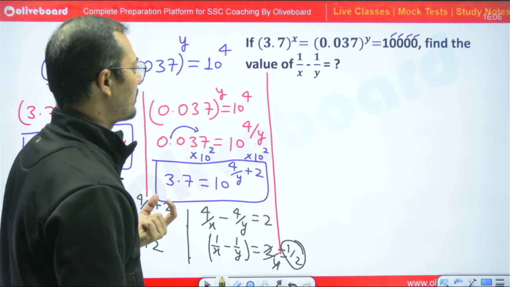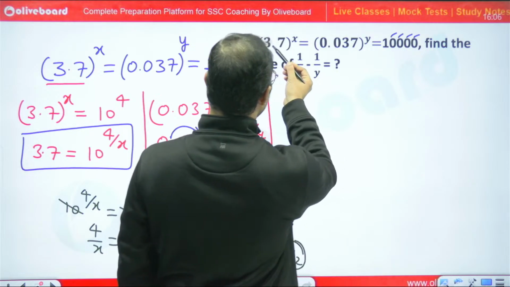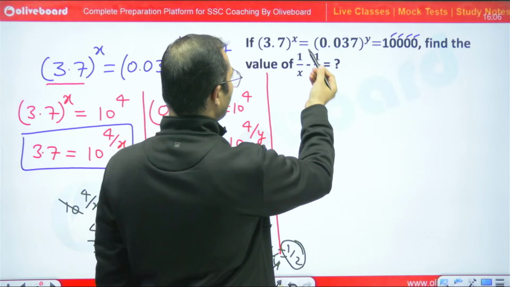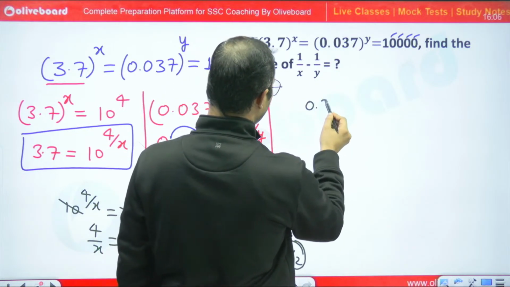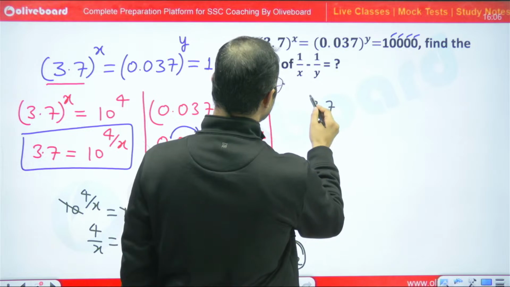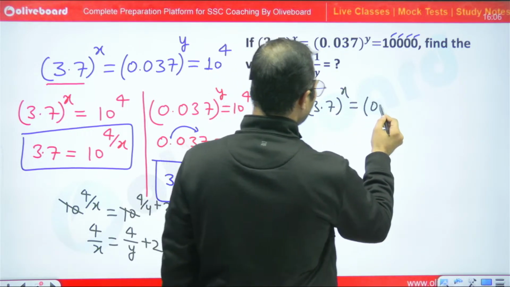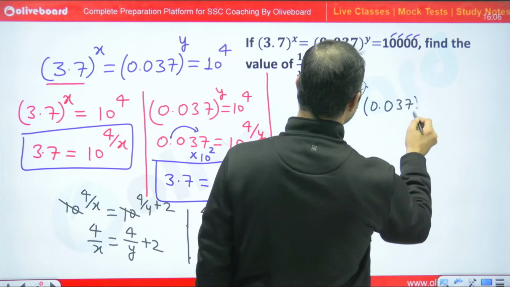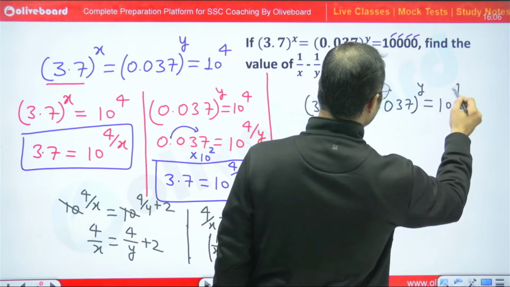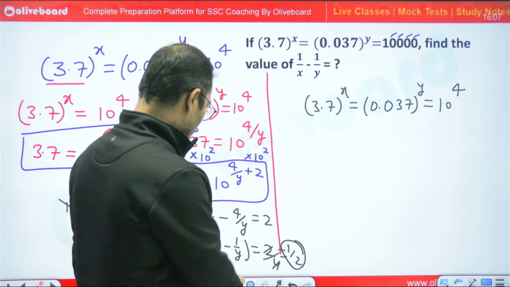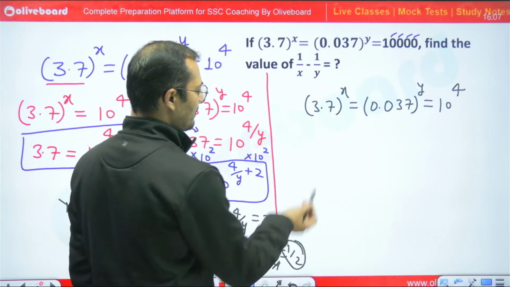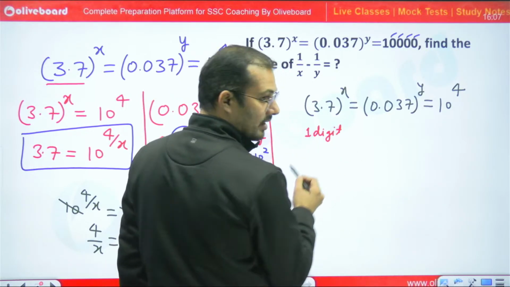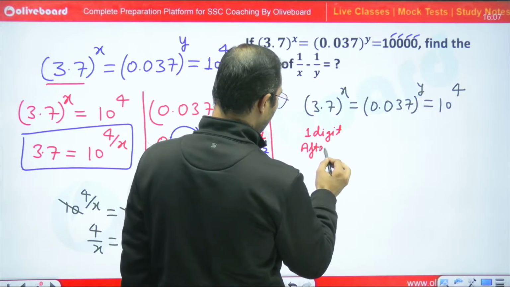What is the smart approach to do this? See, 3.7 to the power x is equal to 0.037 to the power y is equal to 10 to the power 4. We have to count how many digits there are after the decimal. So in the first base, there is one digit after the decimal.